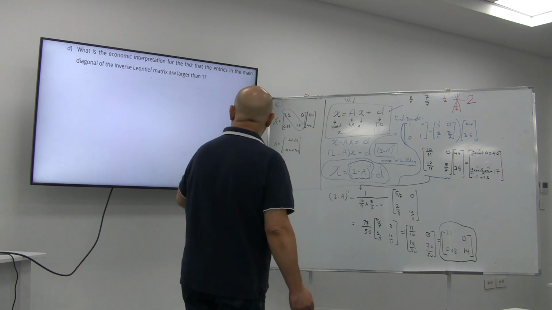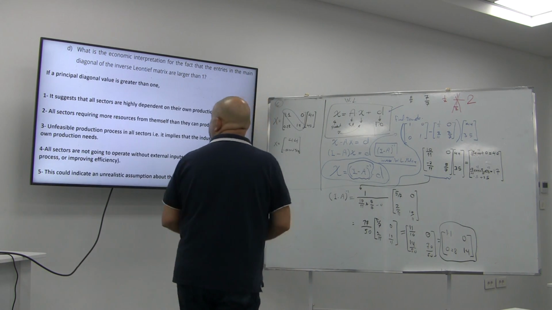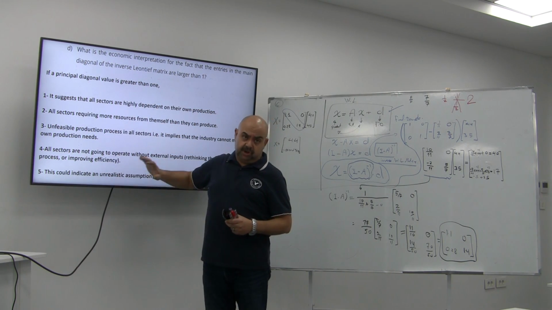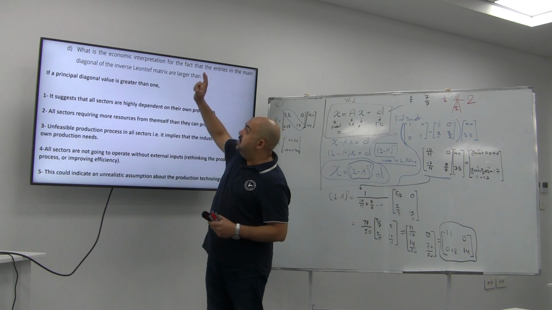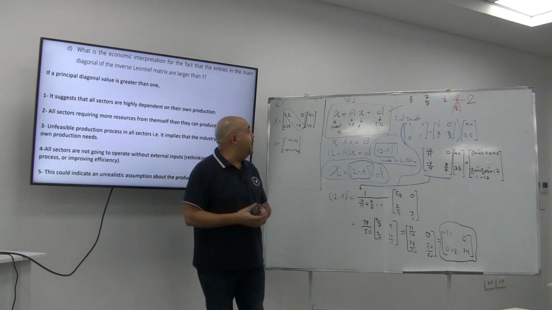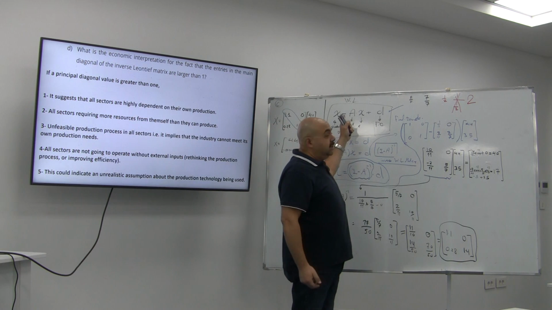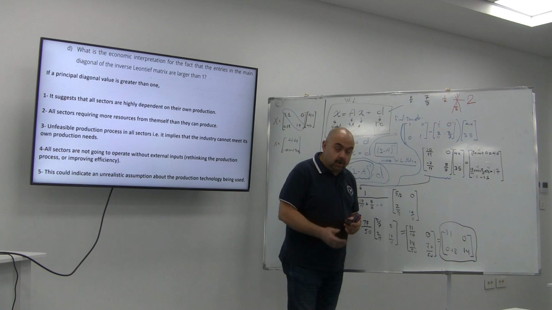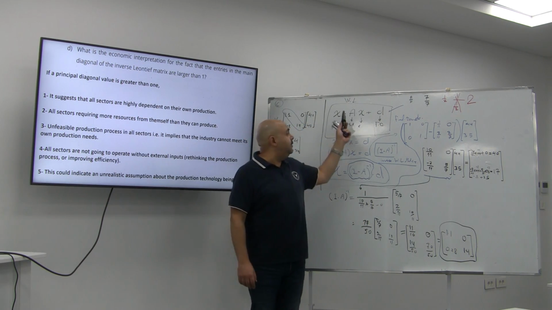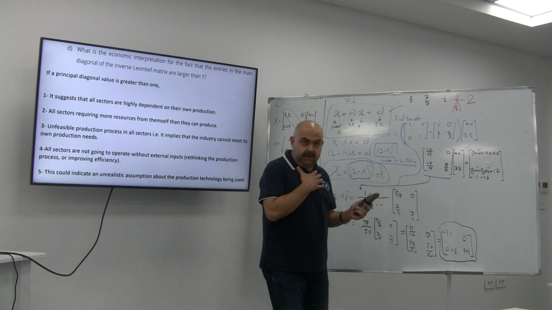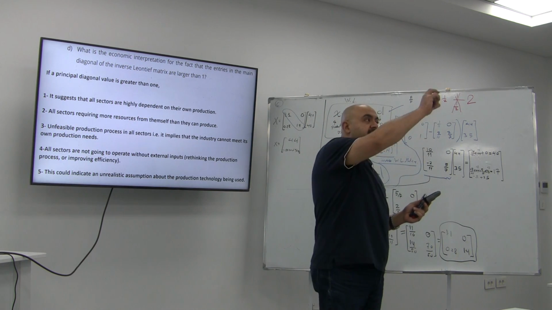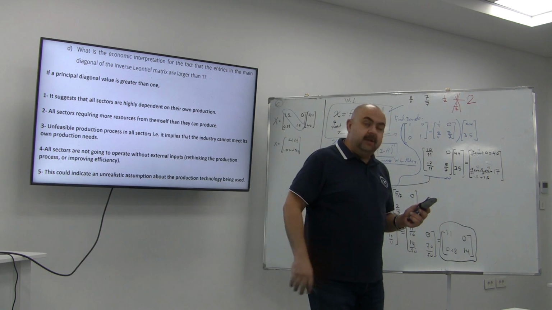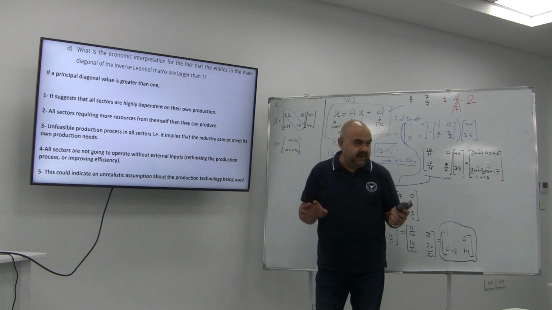What is the economic interpretation for the fact? Okay, this answer is related, or these points are related, if the principal diagonal of the main matrix, the technical matrix, has numbers greater than positive 1. So if I have the technical matrix of Leontief with the diagonal elements greater than 1, the following results are facts.